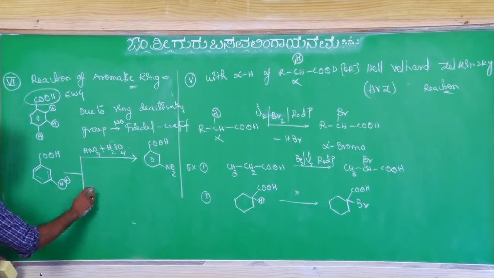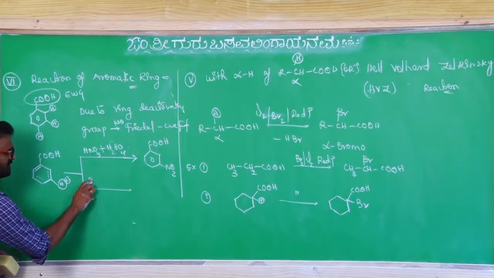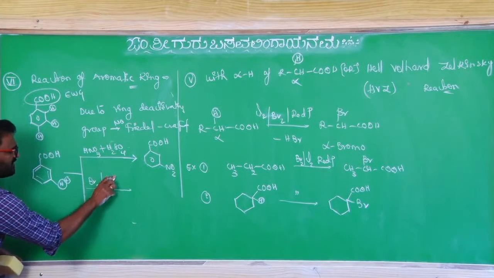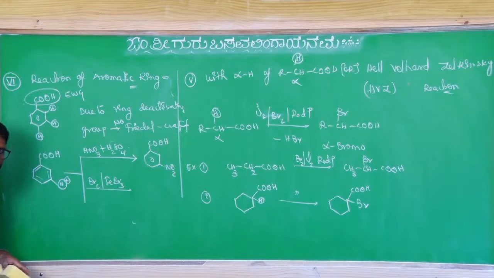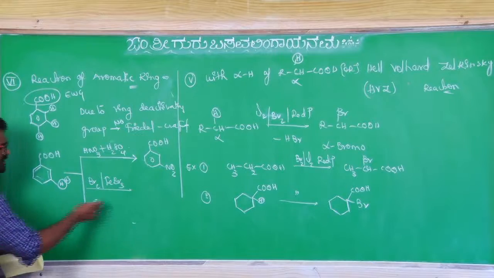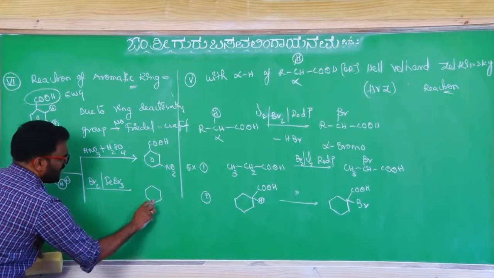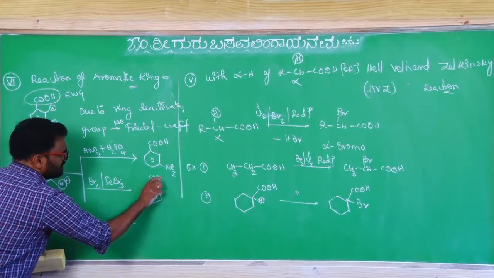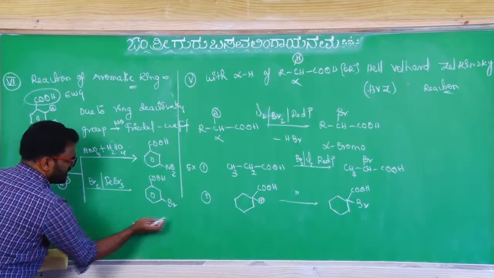So next, if you do the bromination, that means Br2 in presence of FeBr3. This is a Lewis acid. You can take a Lewis acid like AlBr3 or FeBr3. Then you will get what? Bromination at the meta position. You will get meta-bromo-benzoic acid.